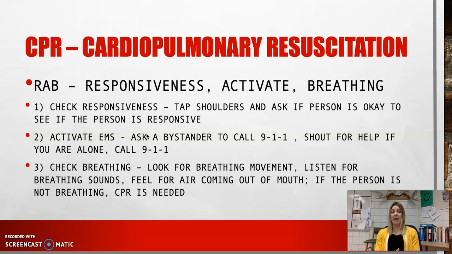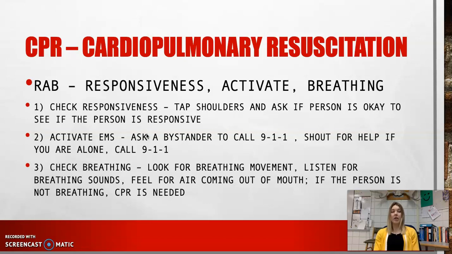2 is to activate EMS. You call a bystander over and get them to call 911. We talked about that last time, that you don't want to call 911 yourself if you're helping, you want someone else to do it. If there's nobody in the immediate area, shout for help, try and get somebody else to come and help you, and then worst case scenario, you call 911 and do both CPR and 911 emergency response.